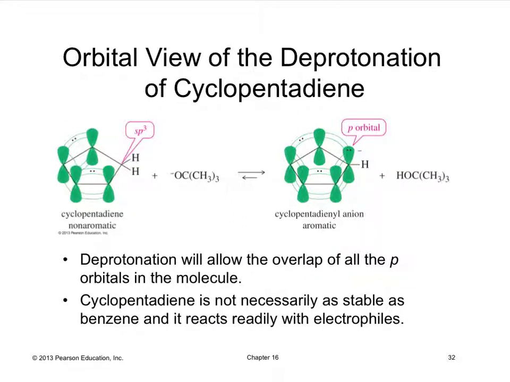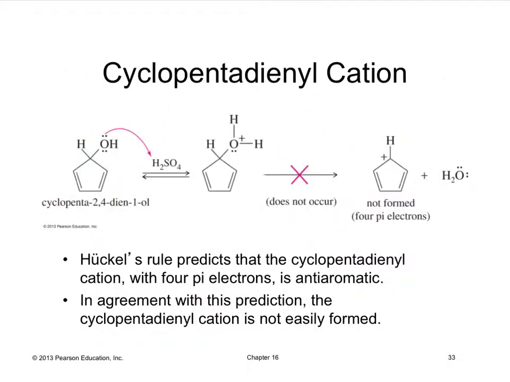So we left off chapter 16 here, so this is part 2. The cyclopentadienyl cation, in terms of Huckel's rule, is predicted with 4 pi electrons to be anti-aromatic. With this prediction, the cyclopentadienyl cation is not easily formed. So you can't take the cyclopentadienyl and react it with acid so that it leaves. This does not occur.